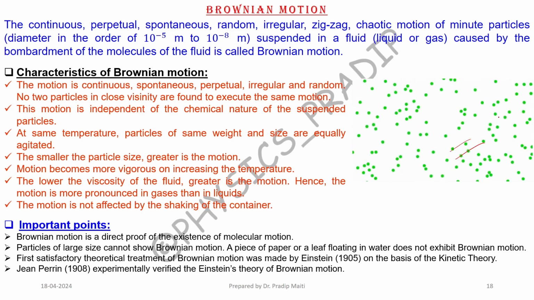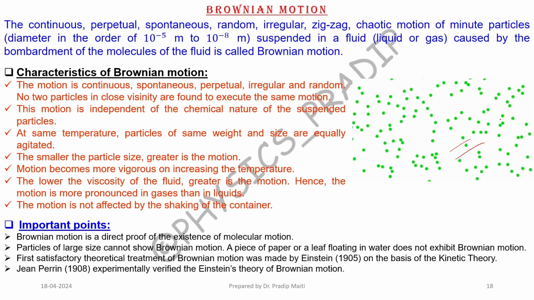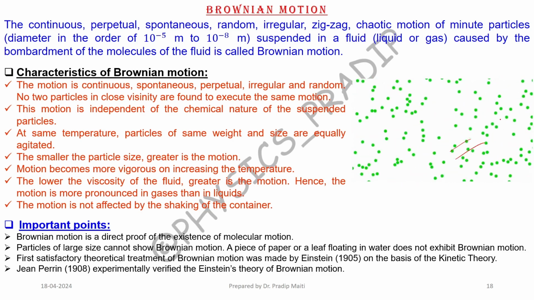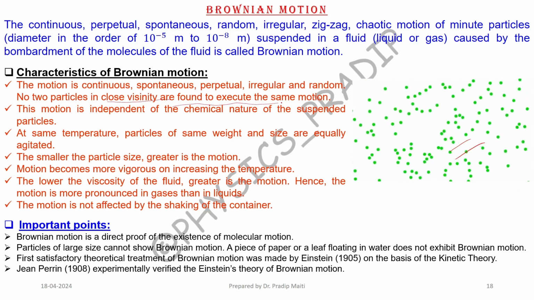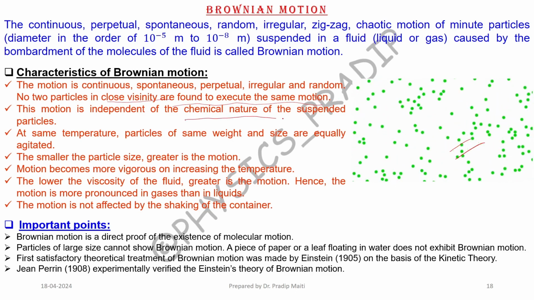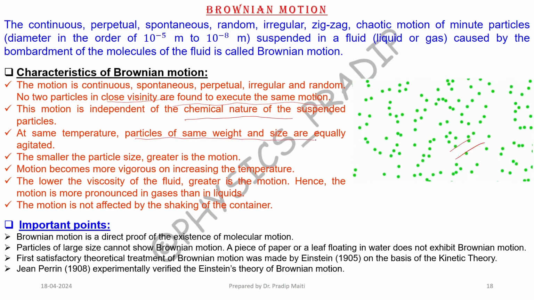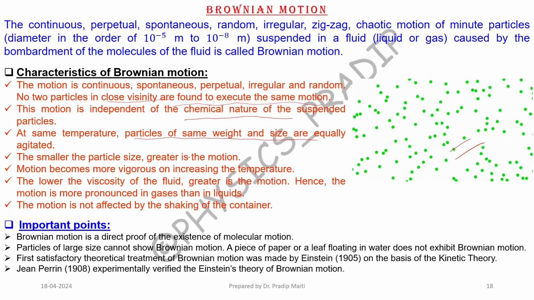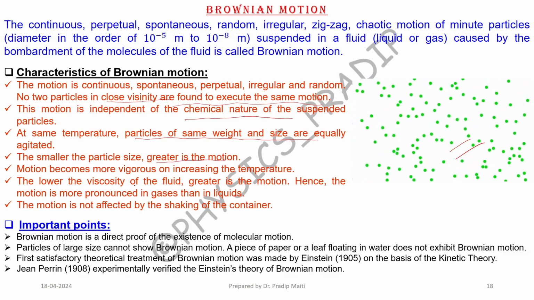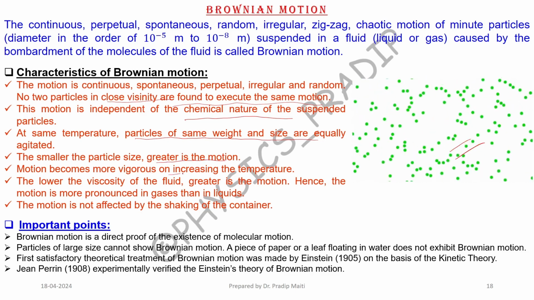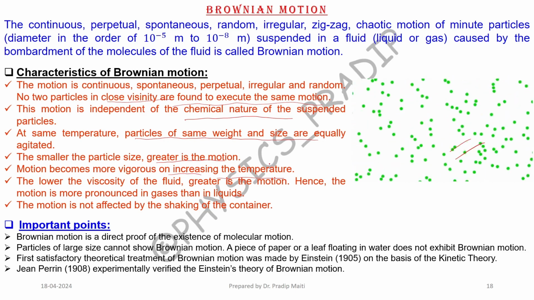Okay, so here are the specific characteristics of Brownian motion. The motion is continuous, spontaneous, perpetual, irregular, random. No two particles in close vicinity are found to execute the same motion, remember it. This motion is independent of the chemical nature of the suspended particle. At the same temperature, particles of the same weight and size are equally agitated. The smaller the particle size, the greater is the motion. The motion becomes more vigorous on increasing the temperature. I mean, if we increase the temperature, then the motion will be vigorous.